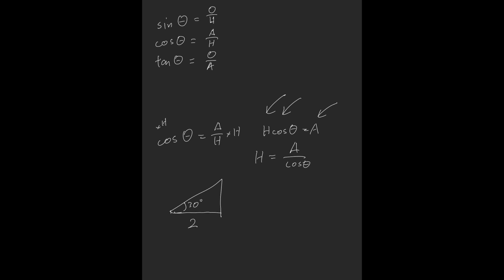Now, let's plug the numbers into our calculator. H is equal to 2 over cos 30. Now, what is cos 30? Well, pull out your calculator and type in cos 30. So now we get h is equal to 2 over 0.866. Simplifying the fraction, we get 2.309.